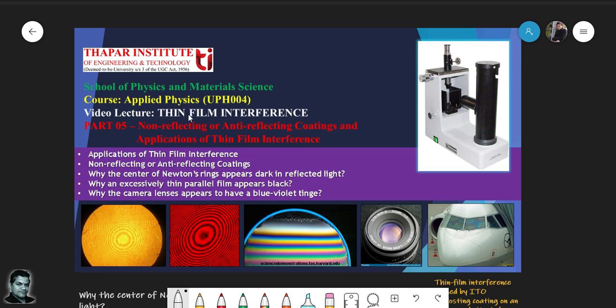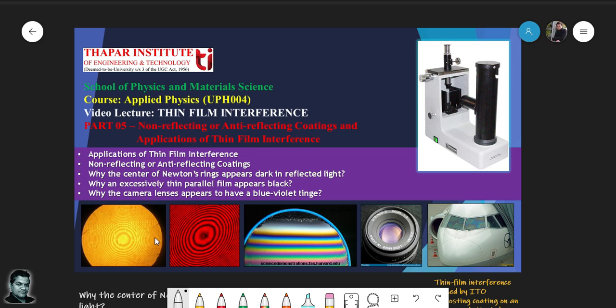In this series, we are talking about thin film interference, and today we'll talk about some of the applications of this thin film interference and some common questions. For example, we'll talk about non-reflecting or anti-reflecting coating, why the center of Newton's rings appears dark in reflected light, why an excessively thin parallel film appears black, and why camera lenses appear to have a blue-violet tinge.